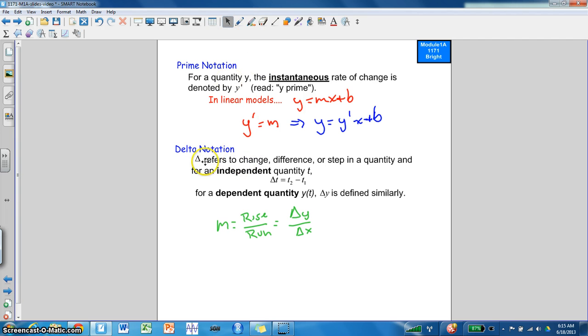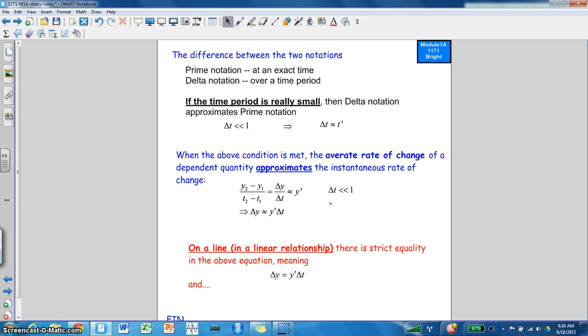Delta, it's not a triangle, it's a Greek letter delta, refers to a change, difference, or step in a quantity. We typically represent it as t sub 2 minus t sub 1 if it's for an independent quantity. You can do it in the opposite order, it doesn't much matter. And then for a dependent quantity, where y of t depends on t, delta y is defined similarly.